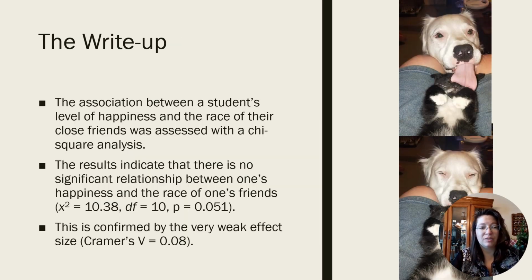And this is what it looks like written up. So the association between a student's level of happiness and the race of their close friends was assessed with a chi-square analysis. The results indicate that there is no significant relationship between one's happiness and the race of one's friends. This is confirmed by the very weak effect size. So there's all the information provided.